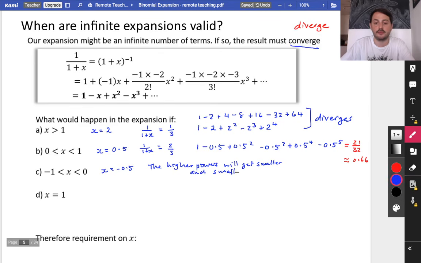You can hear my laptop heavily trying to stay cool. The higher powers will get smaller and smaller, so it converges.